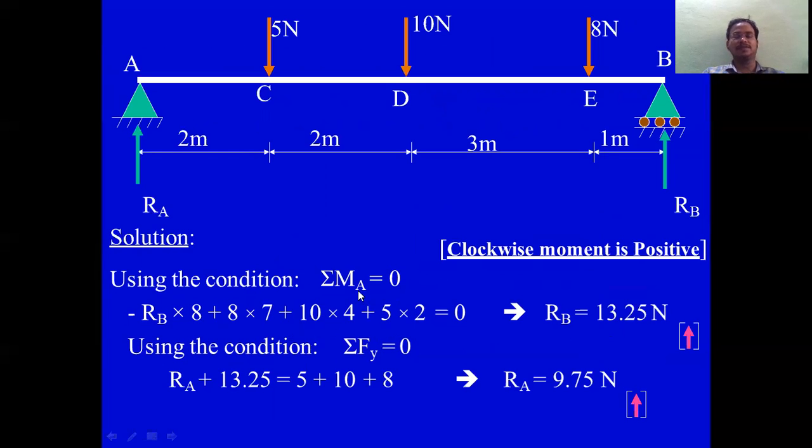Summation of moments is equal to 0, and summation of the vertical forces is 0, and we can find RA and RB. RB is 13.25 Newton, RA is 9.75 Newton. So you need to focus on the numerical values here. Both are in the upward direction.